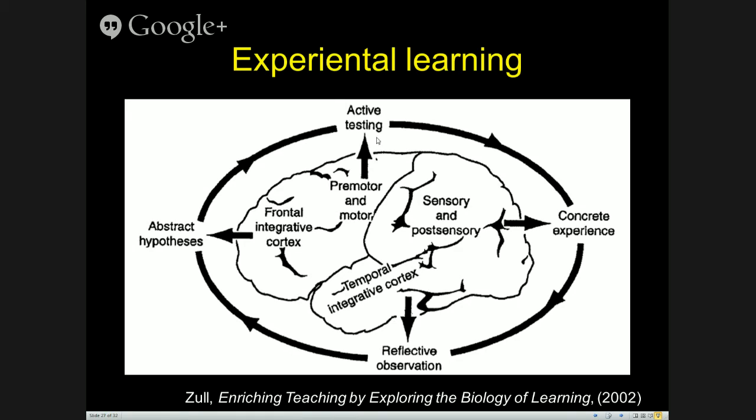And this is a theory called experiential learning. It's been published a while back. Essentially, when we learn by active testing, we stimulate a part of the cortex, here the premotor and motor cortex, whereas the sensory and post-sensory cortex will be involved when we live through a concrete experience. If we rather want to take a step back, reflect and observe, we'll stimulate the temporal integrative cortex, whereas when we deal with abstract ideas, we will involve the frontal integrative cortex.